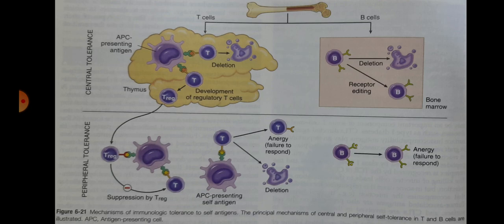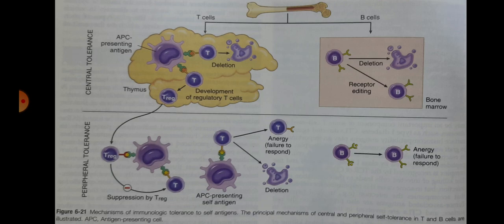In the CD4 plus T cell lineage, some of the cells that see self antigens in the thymus do not die but develop into regulatory T cells, which will be described later.